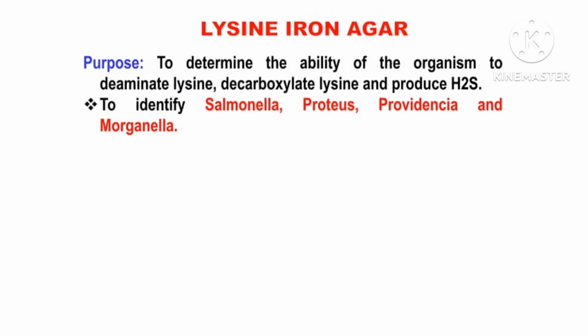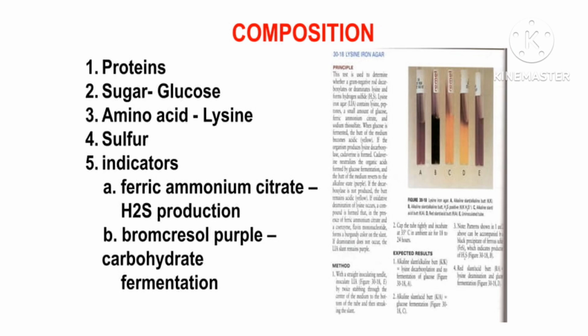And the next one is the lysine iron agar. The purpose of lysine iron agar is to determine the ability of the organism to deaminate lysine, decarboxylate lysine and produce hydrogen sulfide, and also to identify organisms like Salmonella, Proteus, Providencia and Morganella. The composition of LIA is proteins, sugar that is glucose, the amino acid lysine, sulfur, and indicators like ferric ammonium citrate for the detection of hydrogen sulfide production and bromocresol purple for the carbohydrate fermentation reaction.